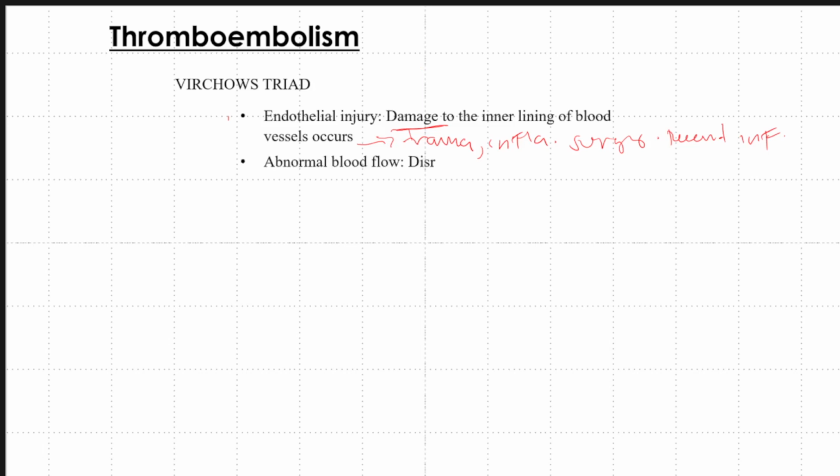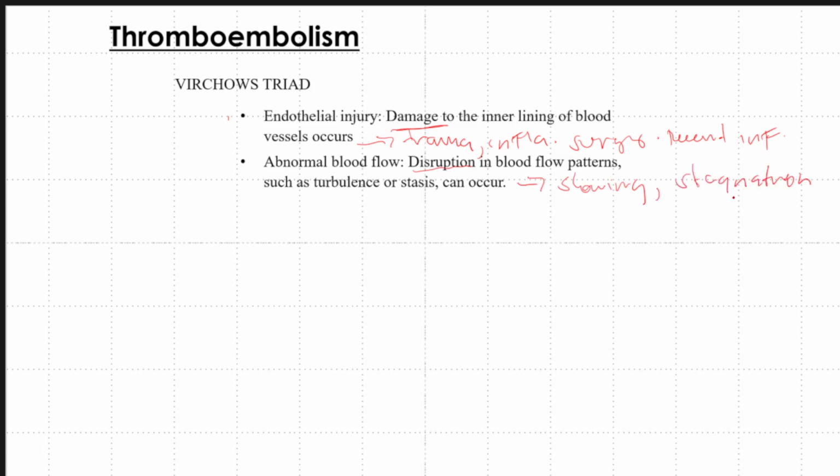Number 2 is what you call abnormal blood flow or the disruption in the blood flow patterns of the patient such as turbulence, stasis, yung mga ganyan. Bakit? Whenever you have a disruption in blood flow, there usually is slowing or stagnation of blood flow. Anong nangyayari kapag there is abnormal blood flow? Kapag may slowing sa flow of blood ng pasyente natin, there is an increase in clot formation. Okay?